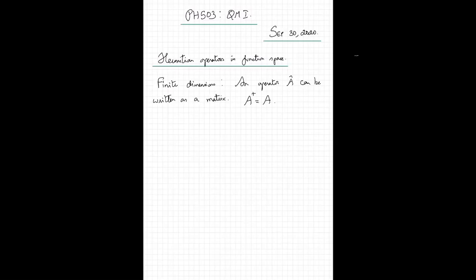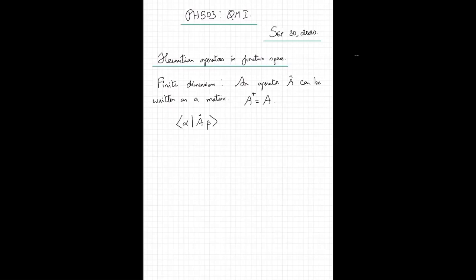Now the proper definition of a Hermitian operator is as follows. Suppose we have two vectors, alpha and beta. Then suppose you construct the inner product of alpha with A beta. This should be understood as the operator A acting on beta to give you the new ket A beta, and now we are constructing the inner product of alpha with the ket A beta.